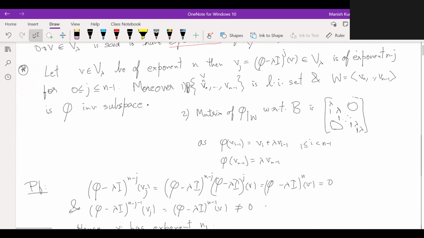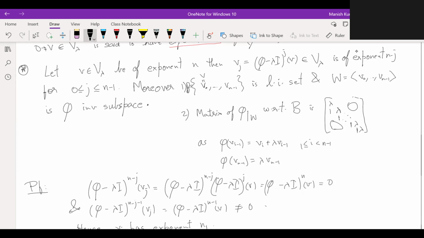So of course now you again use these identities. We know that phi of V0 is V1 plus lambda V0. So the diagonal entry has to be lambda, and the one below it is going to be 1. The columns are given by the coefficients of these things, right? That is how we wrote down the matrices of a linear operator. This is something which we did in the first few classes.